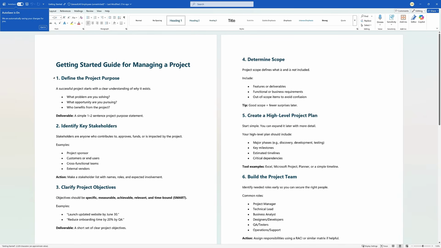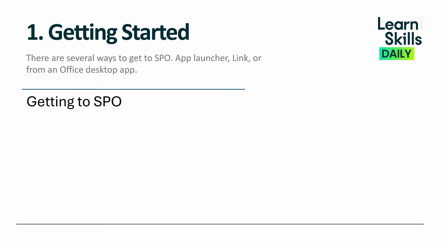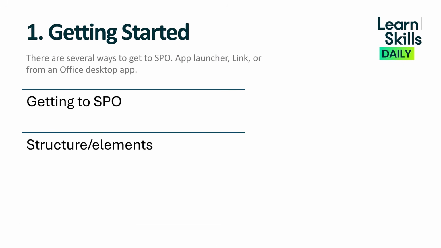So I can get to a SharePoint site from the desktop application. You can also save to SharePoint from here as well. So many different ways that we can actually get to SharePoint. Let's take a little bit of time and visit a SharePoint site. This will give us the opportunity to learn the structure and the different elements of a SharePoint site.